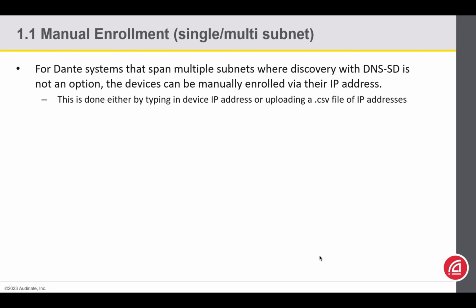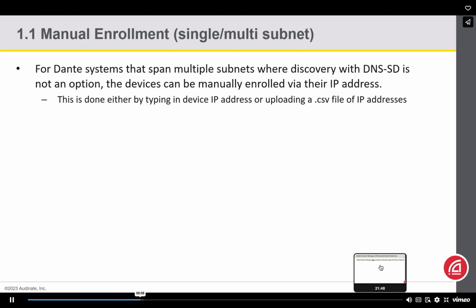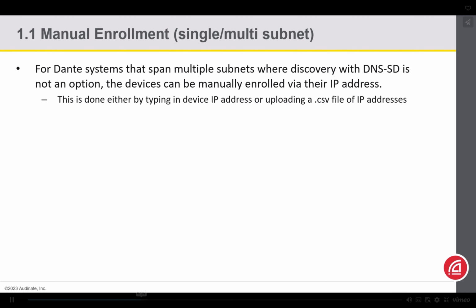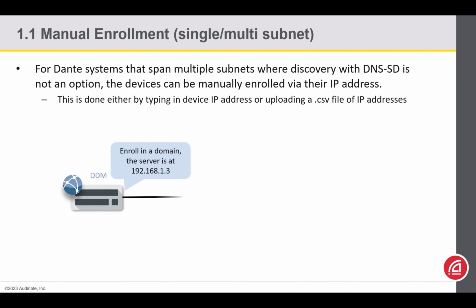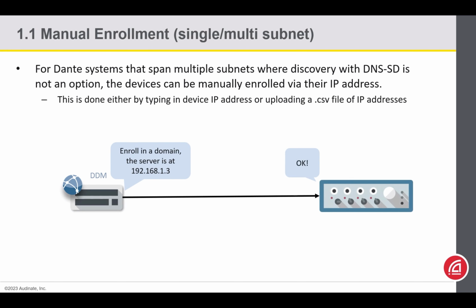So, in manual enrollment, the first method of discovery is using static IP addresses. This method works in Dante networks on a single subnet or on those that span multiple subnets. The networks will need to be configured to enable the routes, along with ports that will need to be opened to establish communication. Once this is done, the process is quite straightforward. Please note that this can become challenging in networks that have a large number of devices and lots of segments.